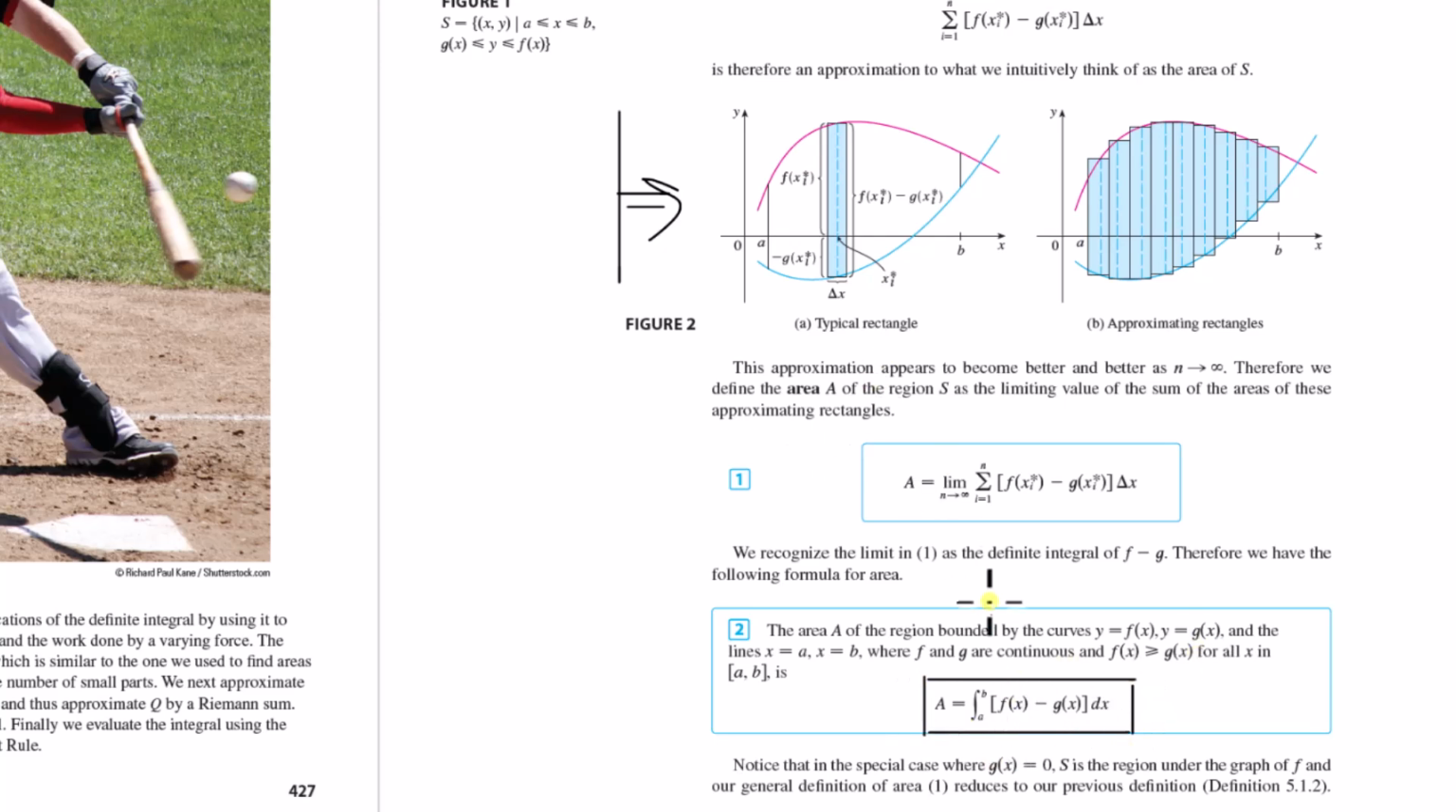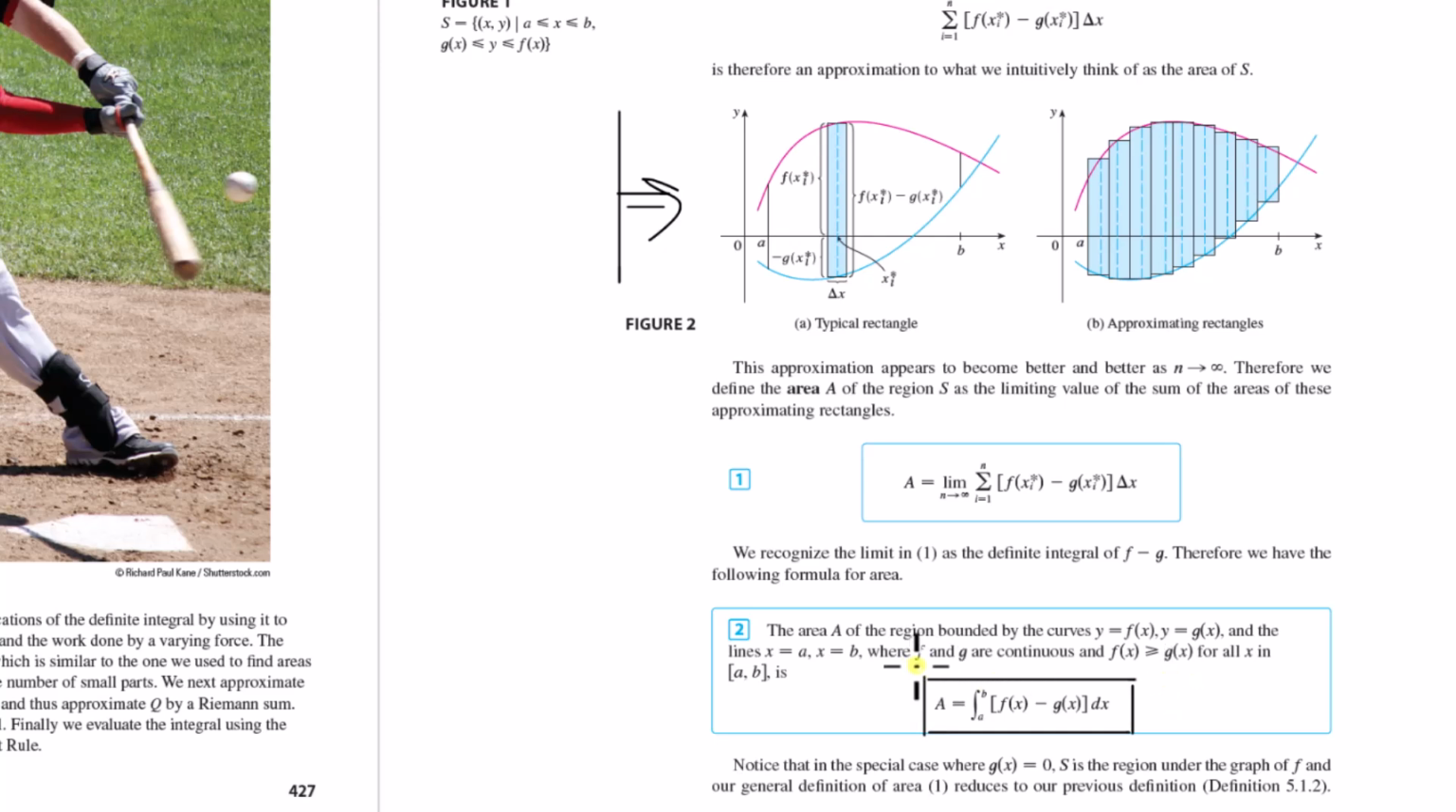Now, this isn't completely general, because it says the area A of the region bounded by these two curves and the lines x equal to a, x equal to b, where f and g are continuous, but then f of x is always greater than or equal to g of x for all x in [a, b]. So it's this case though. We haven't talked about the case where maybe f of x is not always greater than g of x.